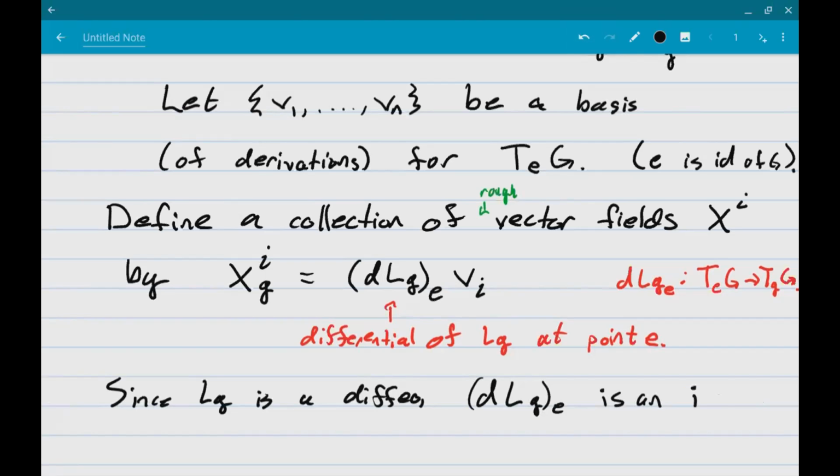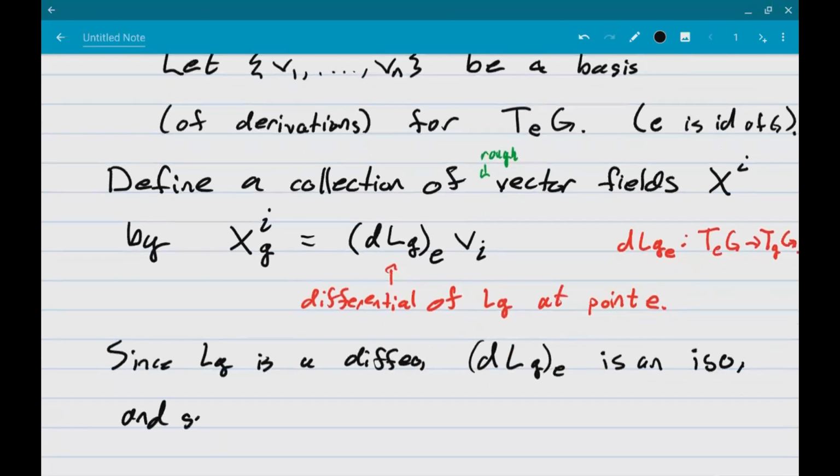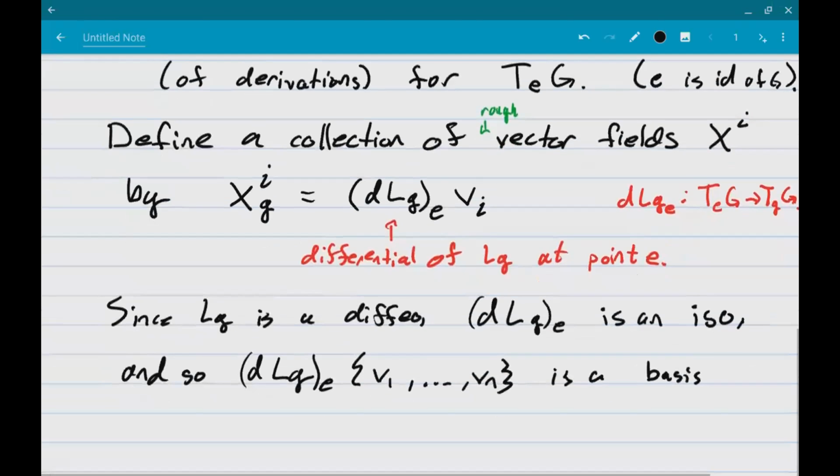Maybe I'll just say an iso. And so the image of this basis is a basis for the tangent space at G of M, right?